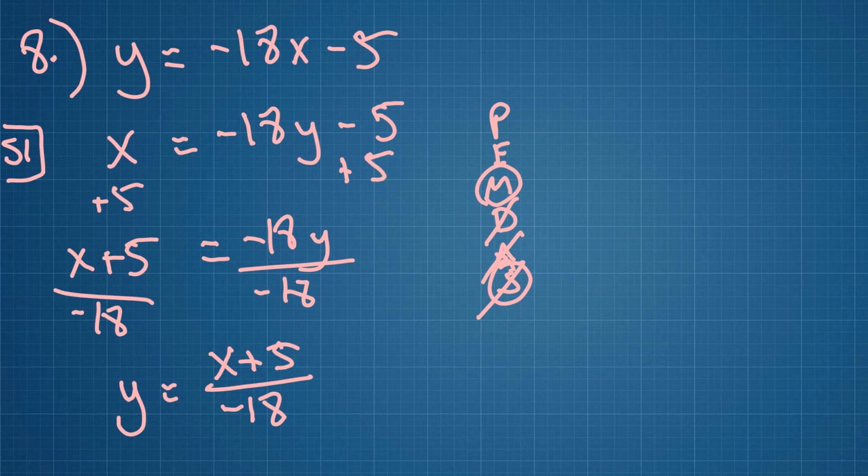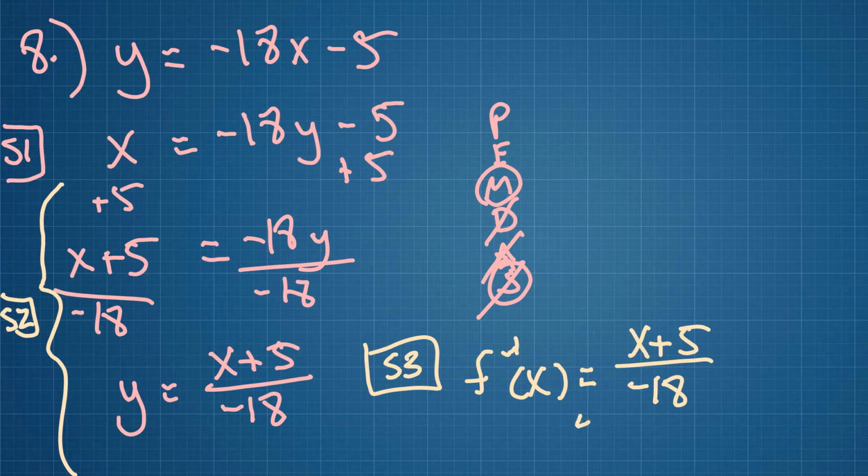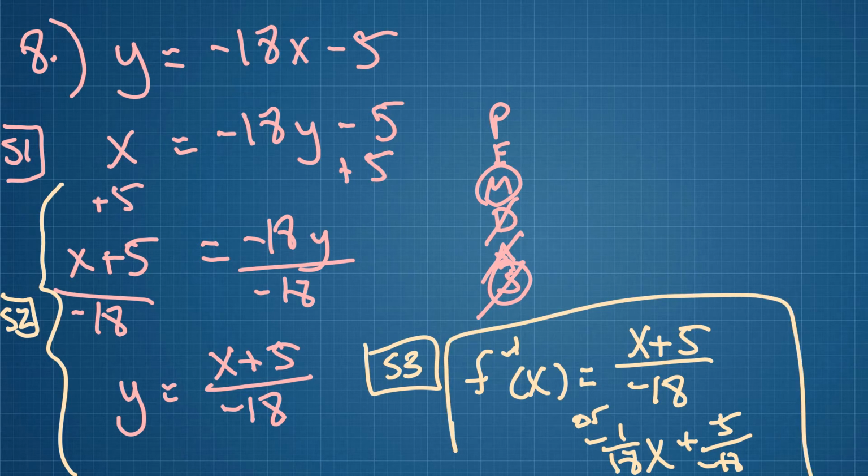So my final answer, remember, this is all step 2. All this. Step 3 says I'm going to write f negative 1 of x equals x plus 5 all over negative 18. You could write negative 1 over 18 x plus 5 over negative 18 if you want in slope-intercept form. But either way, that's okay. So that's your final answer. And that's it for 8.